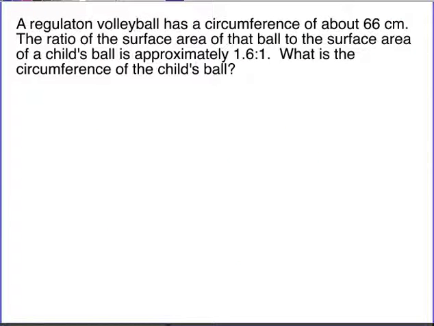A regulation volleyball has a circumference of about 66 centimeters. The ratio of the surface area of that ball to the surface area of a child's ball is approximately 1.6 to 1. What is the circumference of the child's ball? All right, so we have circumference of the large one is 66. We don't know the circumference of the small one. That's what we're trying to figure out. But the surface area, the ratio is 1.6 to 1.